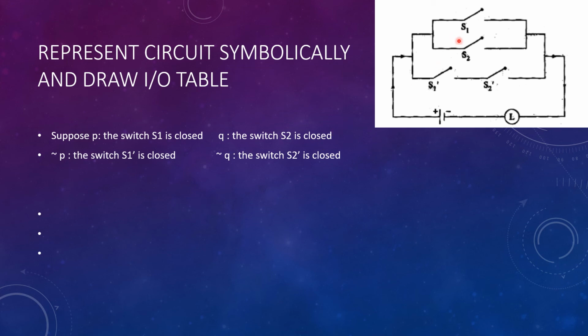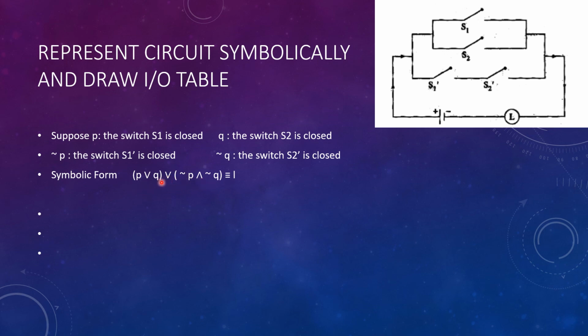Now if you observe, these two are parallel among themselves and these two are in series. So what should be the answer? This should be P or Q, and this should be negation P and negation Q. Again both are parallel. So let's see the answer. This is my first, that is P or Q. Then the down one was in series, that is negation P and negation Q, and both were in parallel. So we have an OR combination.